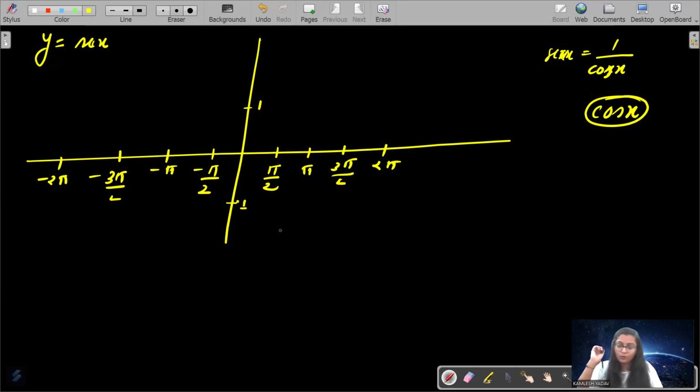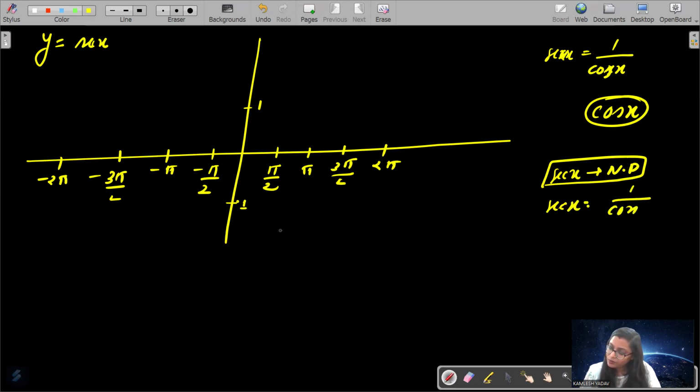Okay, there is one more thing. See in which point the sec x is not defined. In which point the sec x is not defined. So sec x is equal to 1 upon cos x.